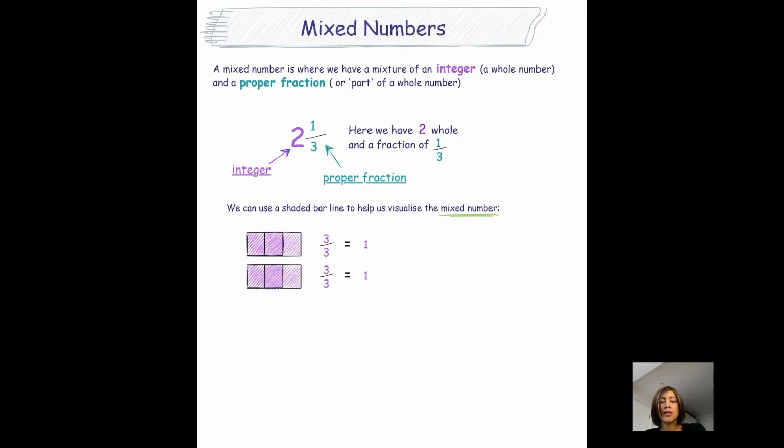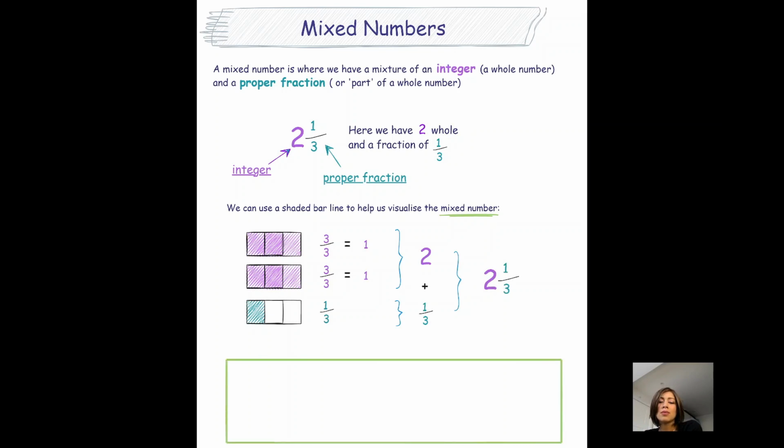And then we have another bar line of exactly the same size, also split into 3 equal pieces. These are also shaded. That's another one. And then we have another bar line of which only one of the 3 is shaded. So we have 1/3 here. So we have 1 whole plus 1 whole, which gives us 2. And then we have the fraction, which is 1/3. So 2 plus 1/3 gives us 2 1/3.